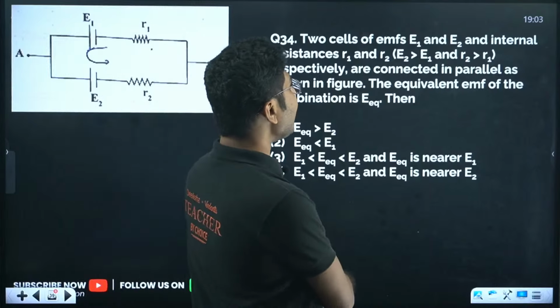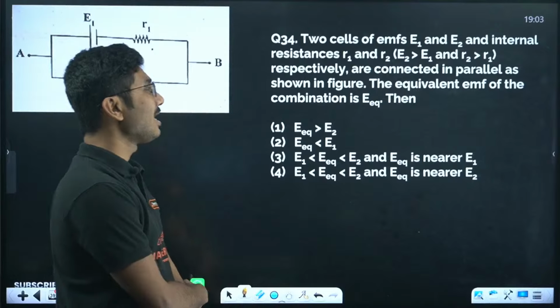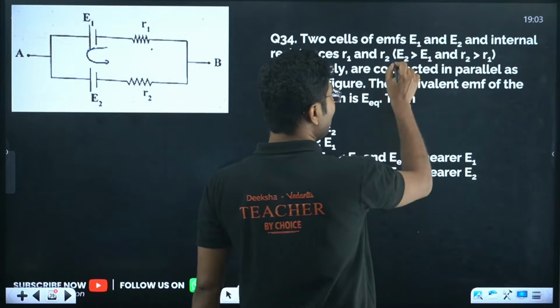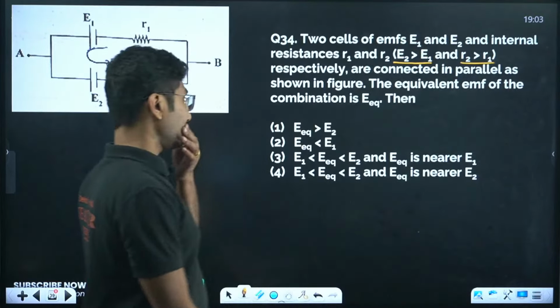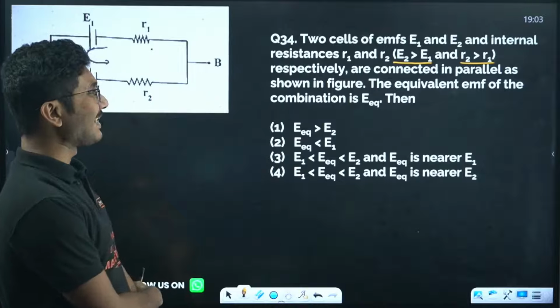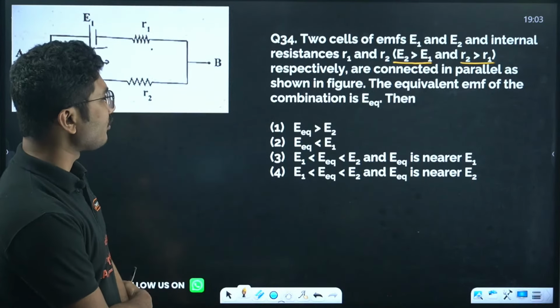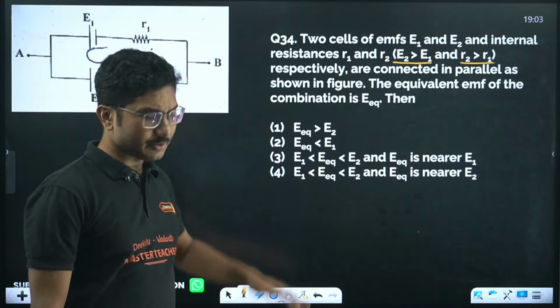Two cells of EMF E1 and E2 and internal resistances r1 and r2. Here it is mentioned E2 is greater than E1 and r2 is greater than r1 respectively, are connected in parallel as shown in the figure. The equivalent EMF of the combination is E equivalent. Then which of the relationships is correct?